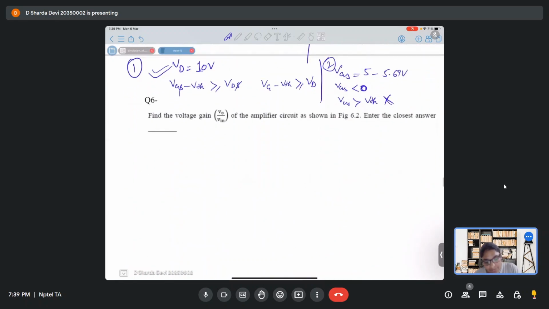So the next problem is we have to find the voltage gain, that is V0 by Vin. What is the voltage gain for the amplifier?